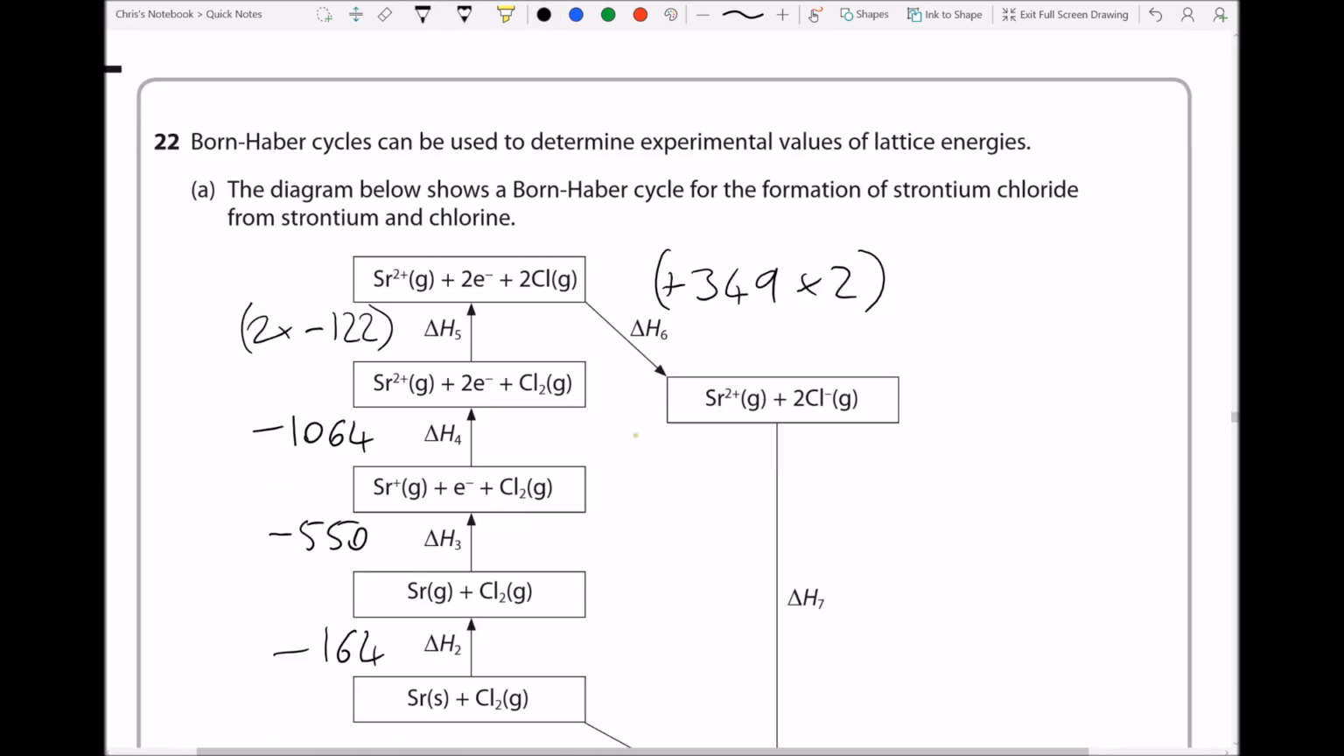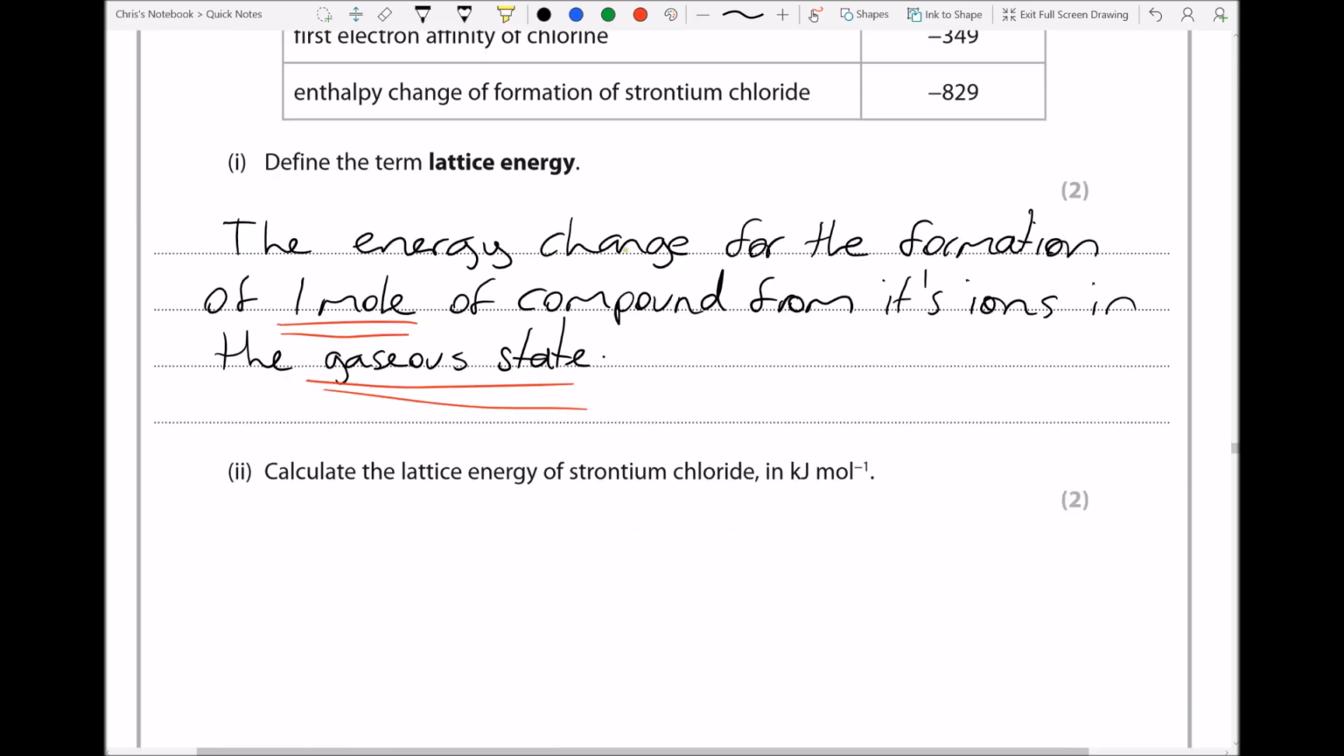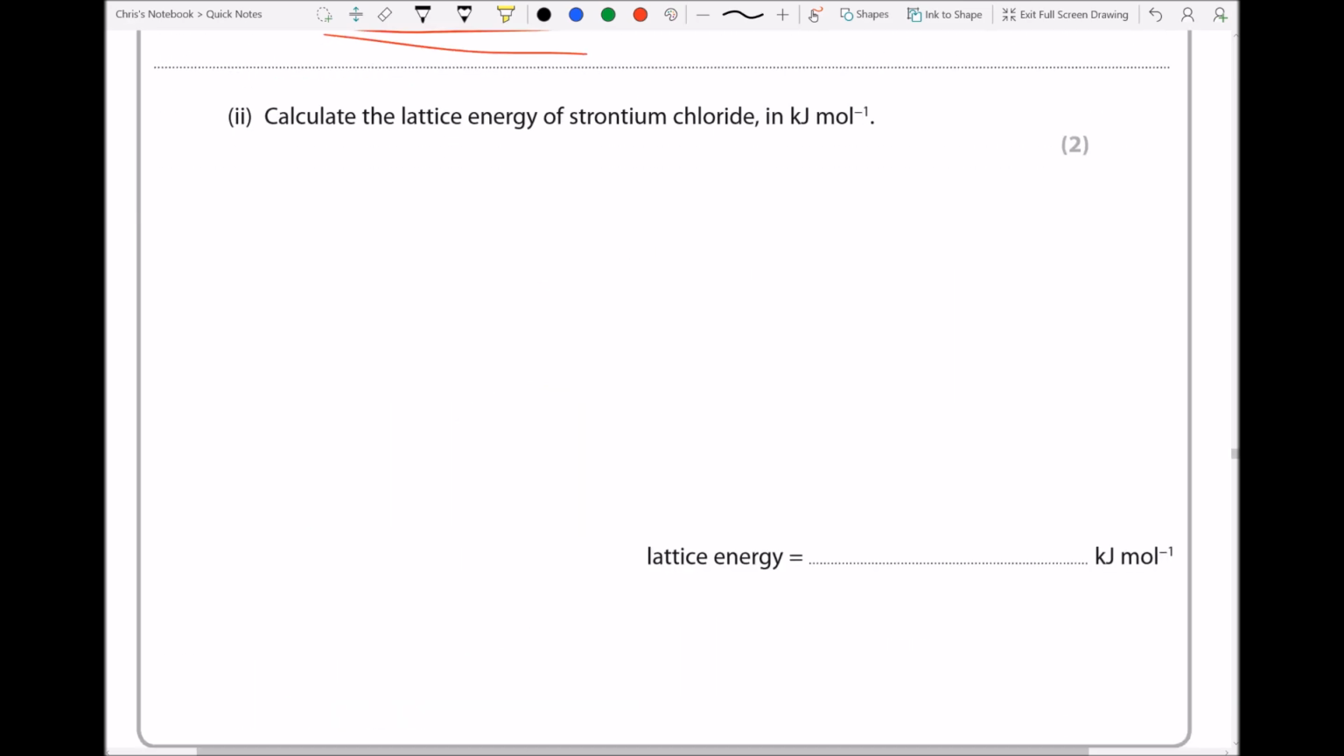So what we're going to do is throw all these numbers in. We've got all these numbers here, and we're going to multiply this by 2. We're literally going to put these numbers in the calculator. So you do 349 times 2, plus, minus 2 lots of 122, minus 1064, minus 550, minus 164, minus 829, and that should give us our answer. Because there's a lot of numbers there, I'm going to put all these numbers down here.